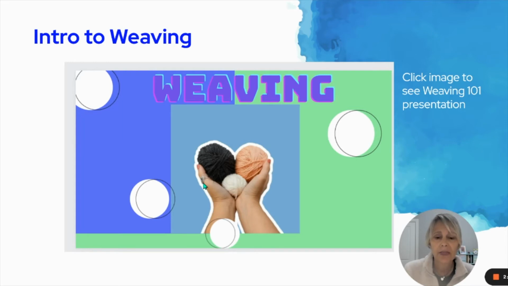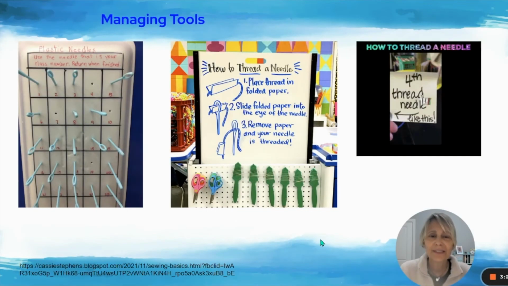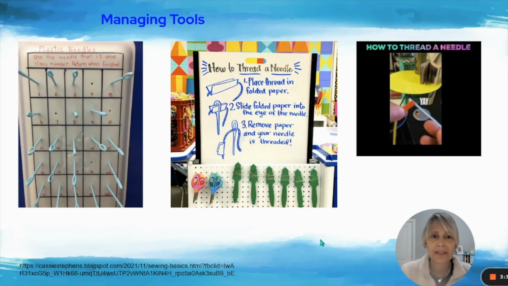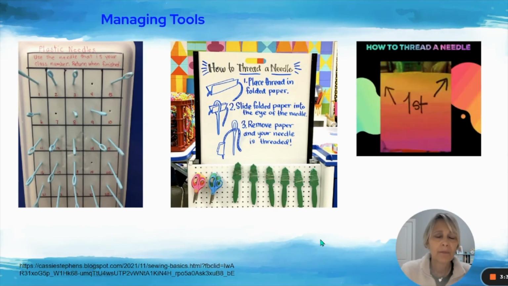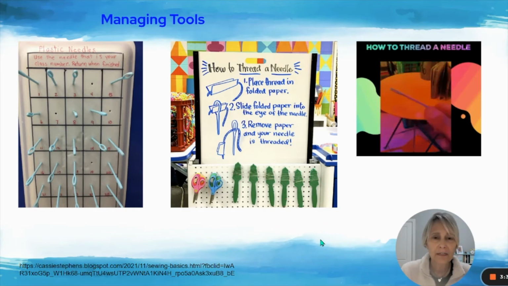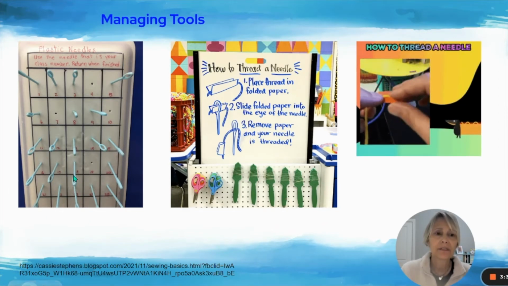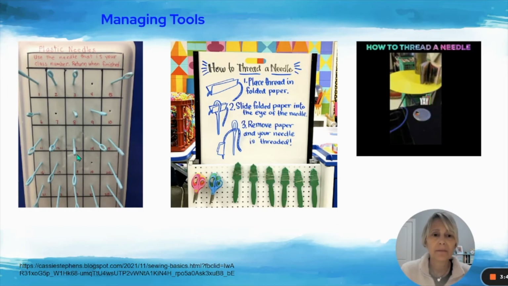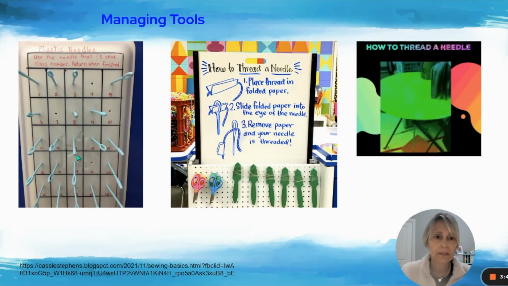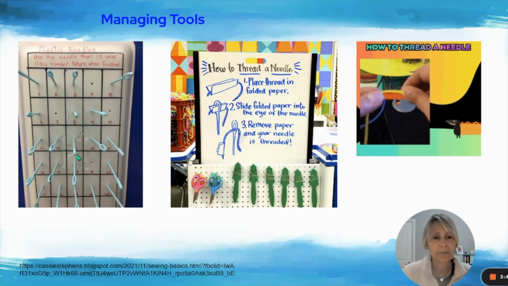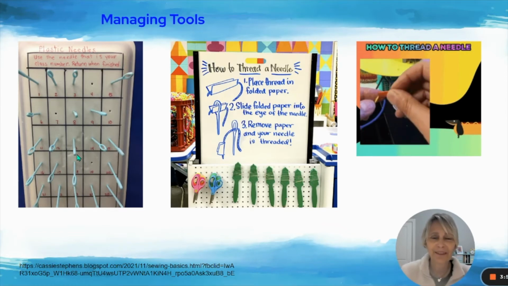So that's that presentation. Managing the tools in the art room when you're weaving can be a full-time job. This is the first year that I splurged and purchased 200 plastic needles. I used to use a system like this with numbers on them, and that works really well. Actually, we do use that with our big needles, and it's a great way to keep track of the needles and keep the kids responsible for putting them back where they belong.